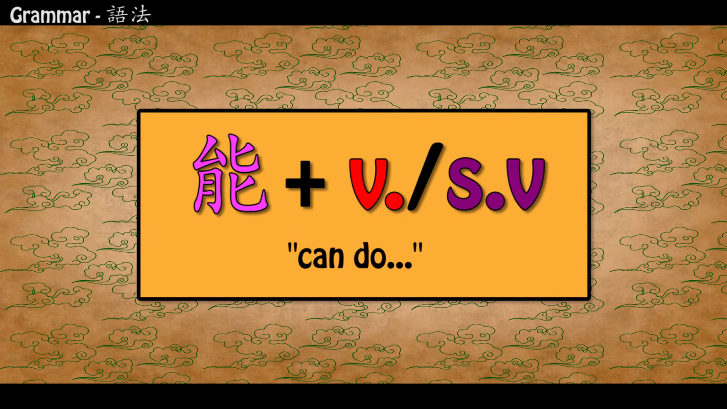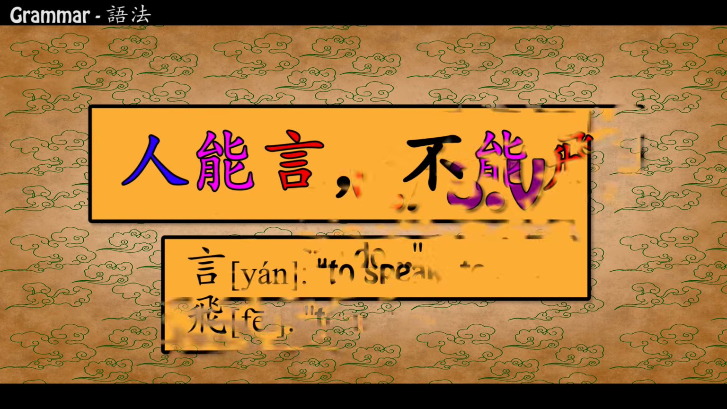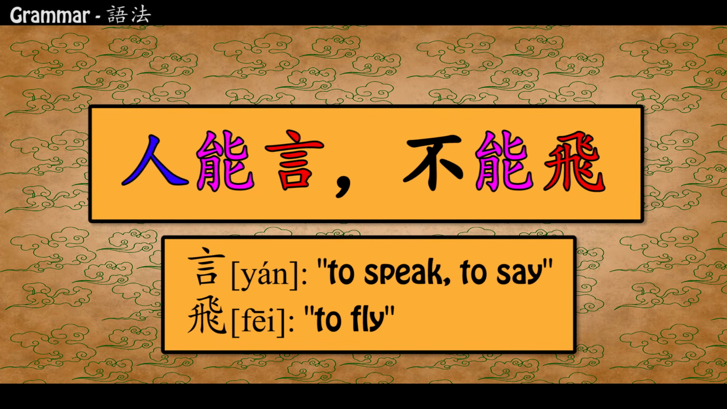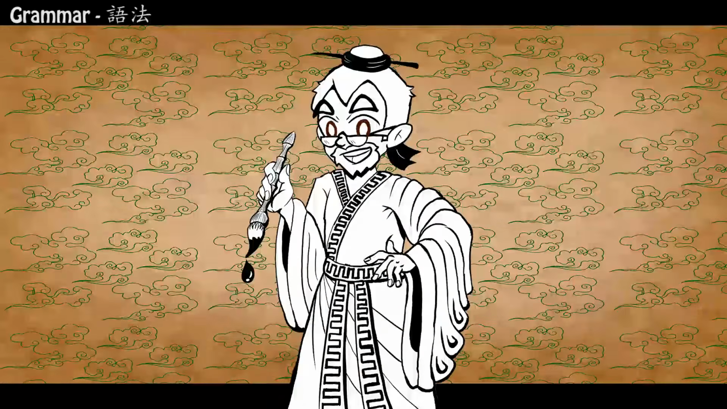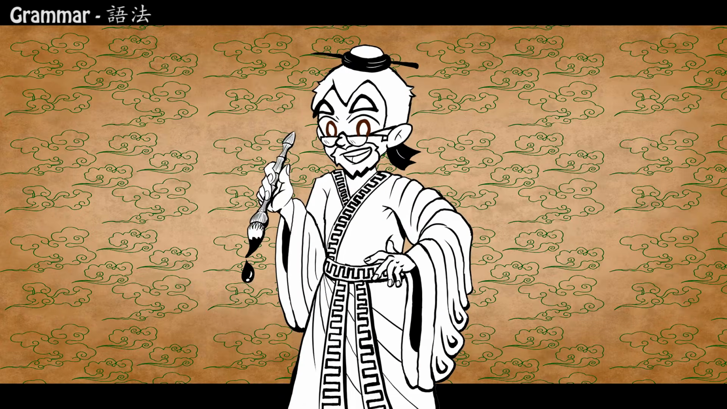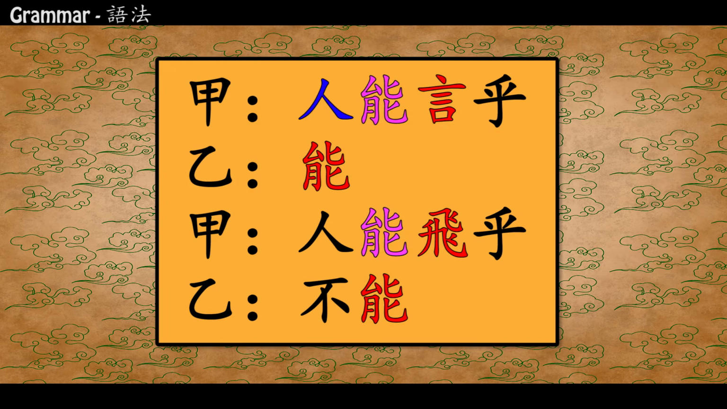More often, however, we see nung wielded alongside another deed word, same as with English can. To wit, 人能言不能飞. Humans can speak, but they can't fly. While nung is often seen alongside another deed word, if we're answering in a frame, we need only write nung, like so. 人能言乎? Nung. 人能飞乎?